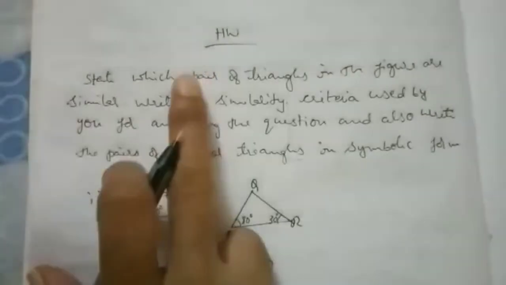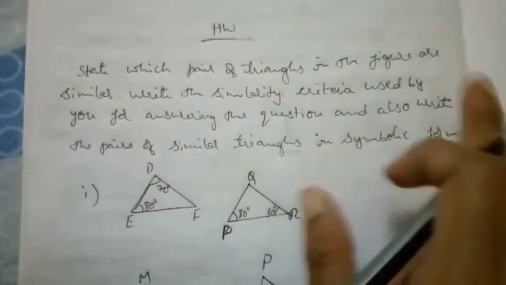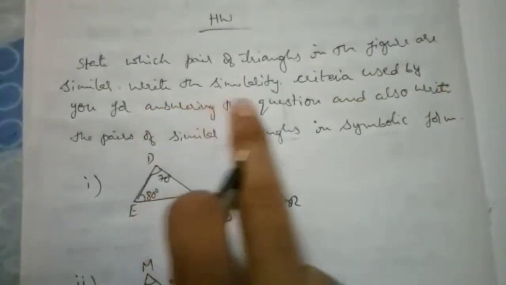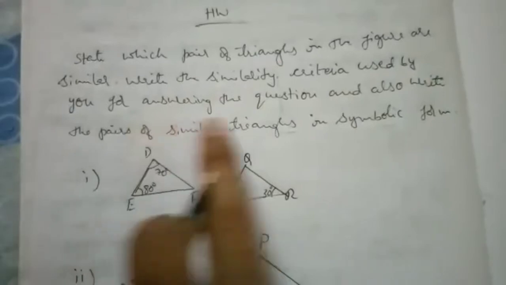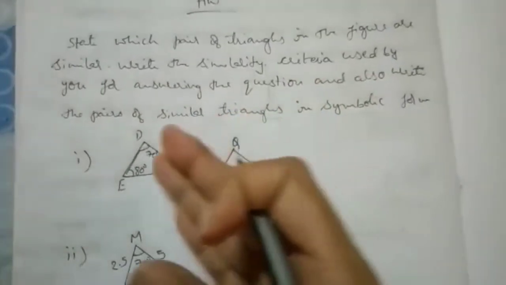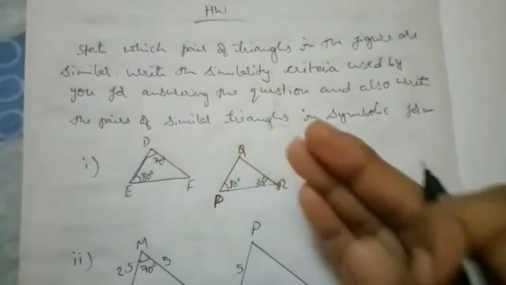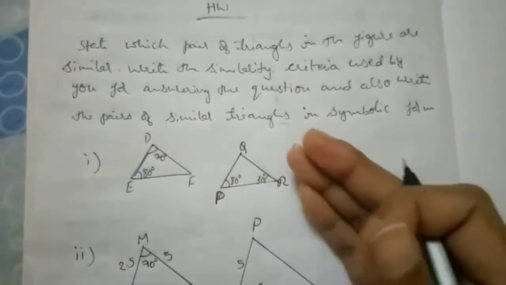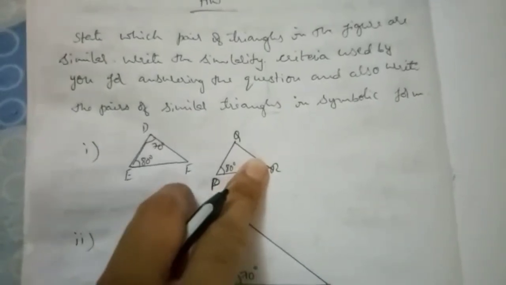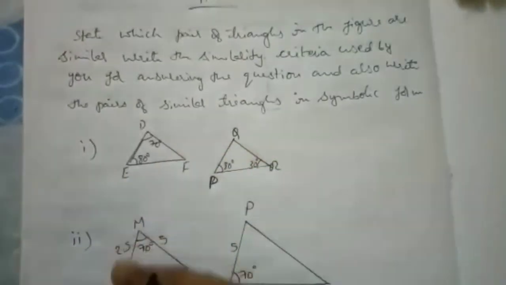Students, take down some homework questions. State which pair of triangles in the figure are similar. Write the similarity criteria used by you for answering the question, and also write the pair of similar triangles in symbolic form. Same as what I have taught in this video, you have to prove here whether these two triangles are similar, write it in symbolic form, and show how you have proved that.